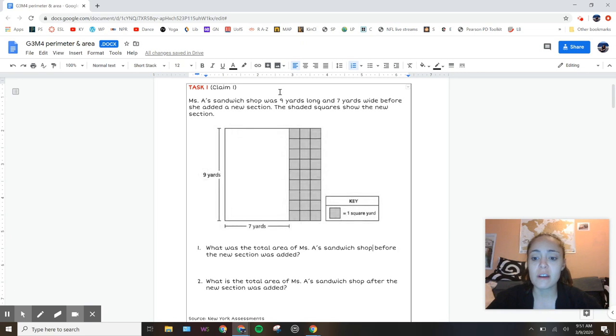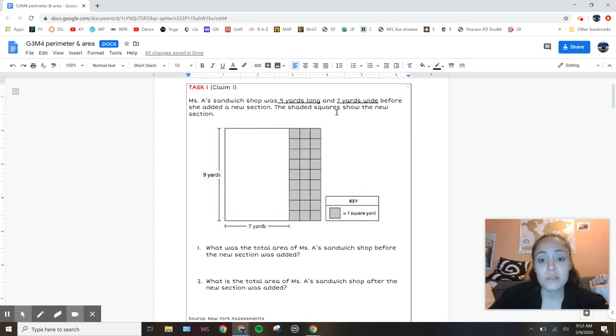I stop right there and I think, what's important in that question? Take a moment, think about that. I would underline 9 yards long, if I needed to, with my pencil, and 7 yards wide. So I know that 9 yards long and 7 yards wide are important numbers. Then I would keep reading.